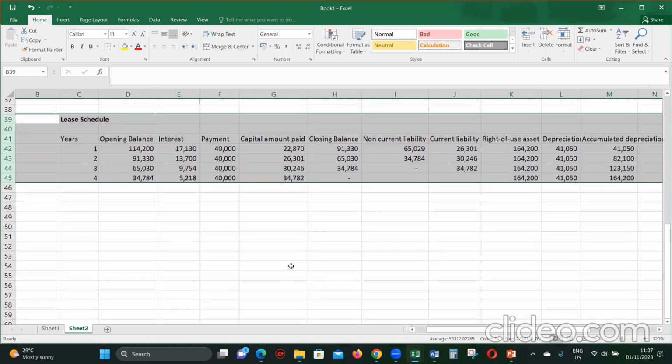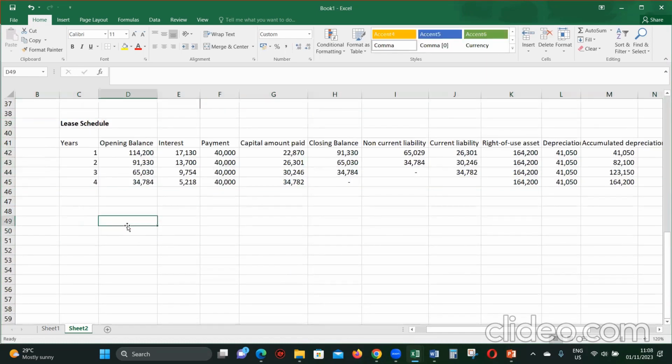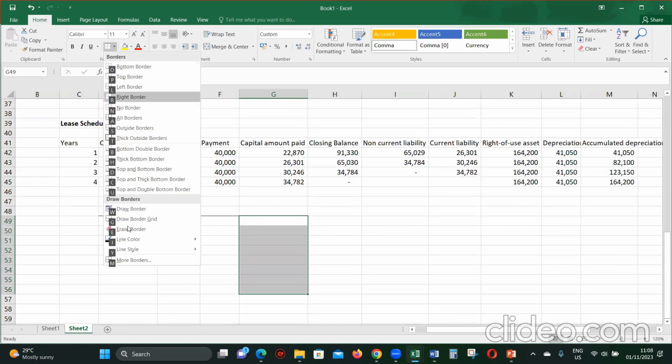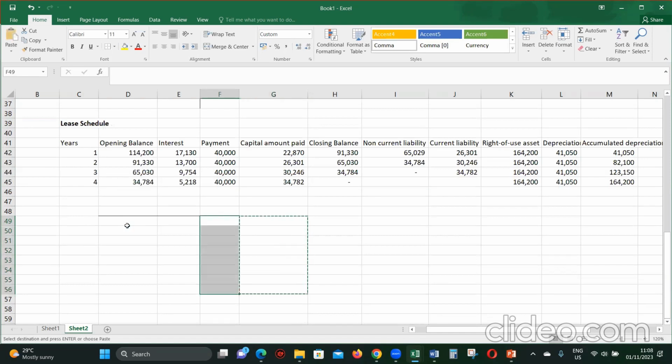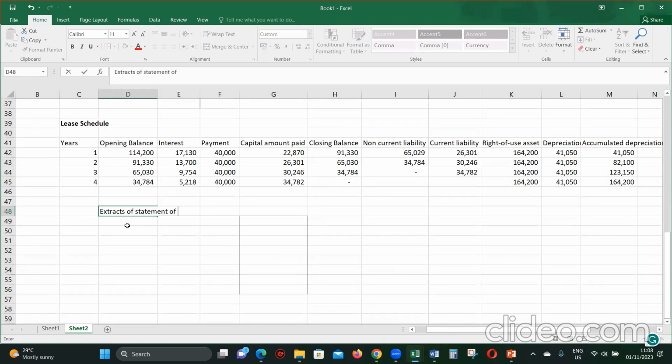Shall we quickly prepare the extracts of the financial statements? There are two, no? What are those? The statement of profit or loss and other comprehensive income, and the statement of financial position, right? So this is the extract of the statement of profit or loss and other comprehensive income.